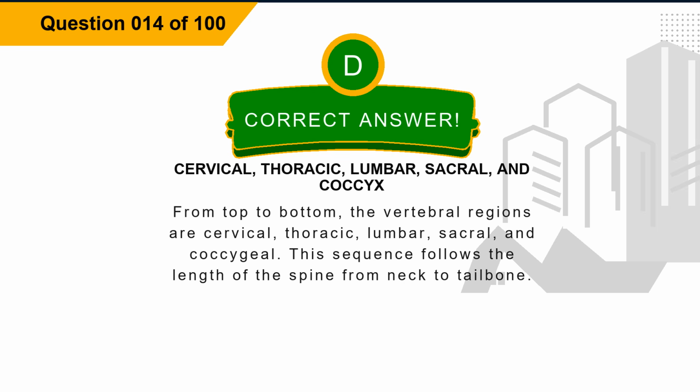The correct answer is option D, cervical, thoracic, lumbar, sacral, and coccyx. Explanation. From top to bottom, the vertebral regions are cervical, thoracic, lumbar, sacral, and coccygeal. This sequence follows the length of the spine from neck to tailbone.